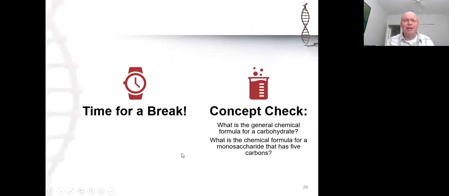So time to stop again because that's the end of the carbohydrates. So let's take a think about carbohydrates and take a look at these two questions. What is the general chemical formula for a carbohydrate? I didn't actually mention that in the presentation, but there is a general formula for a carbohydrate. And if you think about the name carbohydrates, you may actually be able to come up with it, but I'll show you what it is in a moment. What is the chemical formula for a monosaccharide that has 5 carbons?